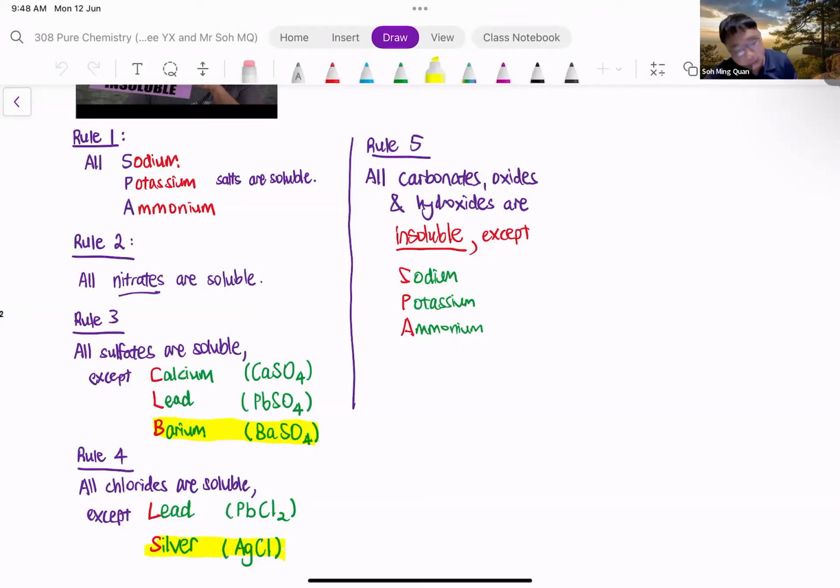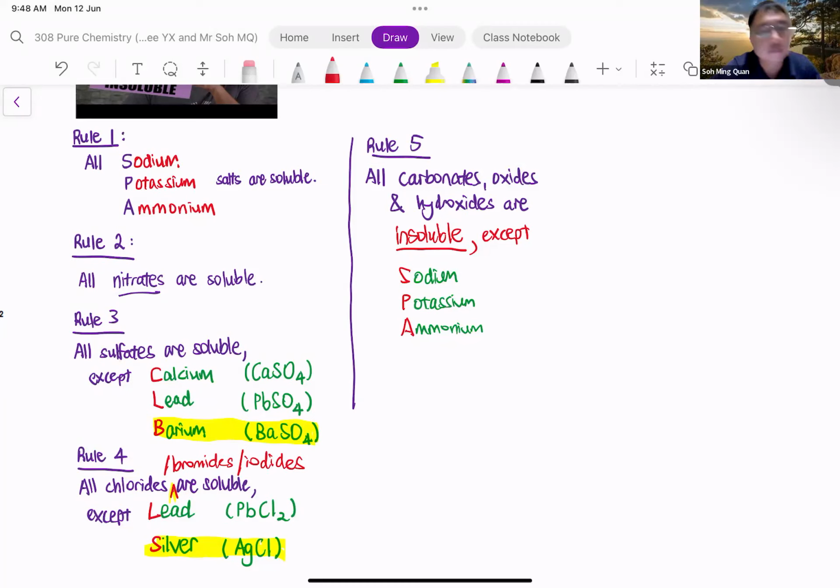Okay. Now, if I may just add, rule number 4 says all chlorides are soluble except for lead-2 chloride and silver chloride. Now, this rule number 4 doesn't just apply to chlorides, it also applies to bromides and iodides. So the same rule would apply to bromides and iodides. So all bromides are soluble in water except for lead-2 bromide and silver bromide. All iodides are soluble in water except for lead-2 iodide and silver iodide.